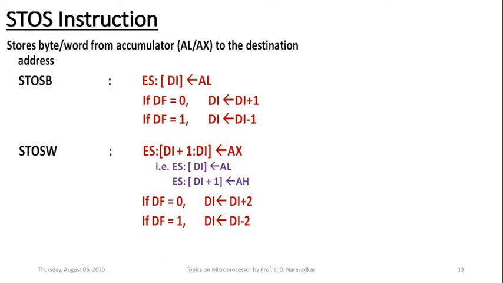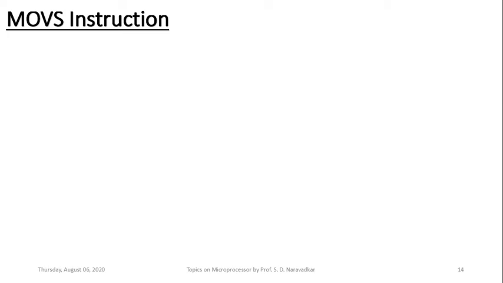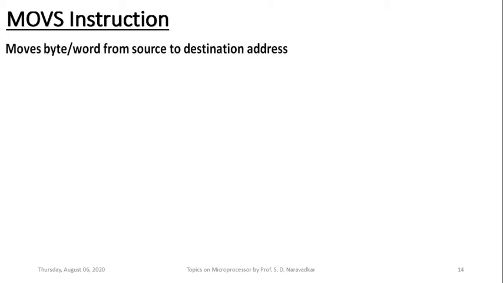As it is a word variation, auto increment or decrement is by 2 here, by 2 locations. The third instruction is a move string instruction. It moves a byte or word from the source location to the destination location, from source to destination address.